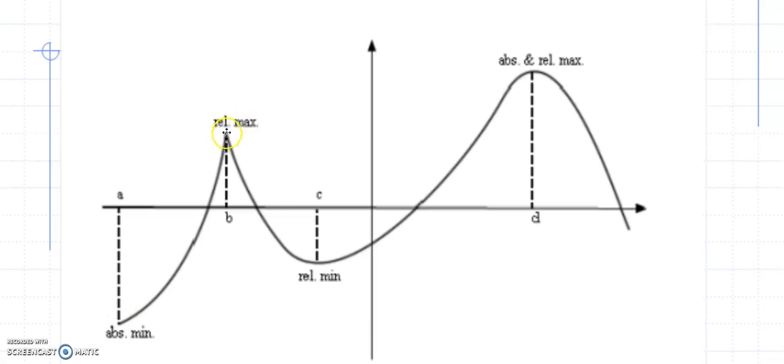Here I have a relative maximum. It's not an absolute maximum because it's not the highest point, but it's relative. Now also notice this is a sharp turn, so this would be a place where the function is not differentiable, but that would still give us a critical number. Here we have a relative minimum at c. Here I have an absolute and a relative maximum at d. So it's the highest point on the graph, but it's also a maximum point within an open interval.